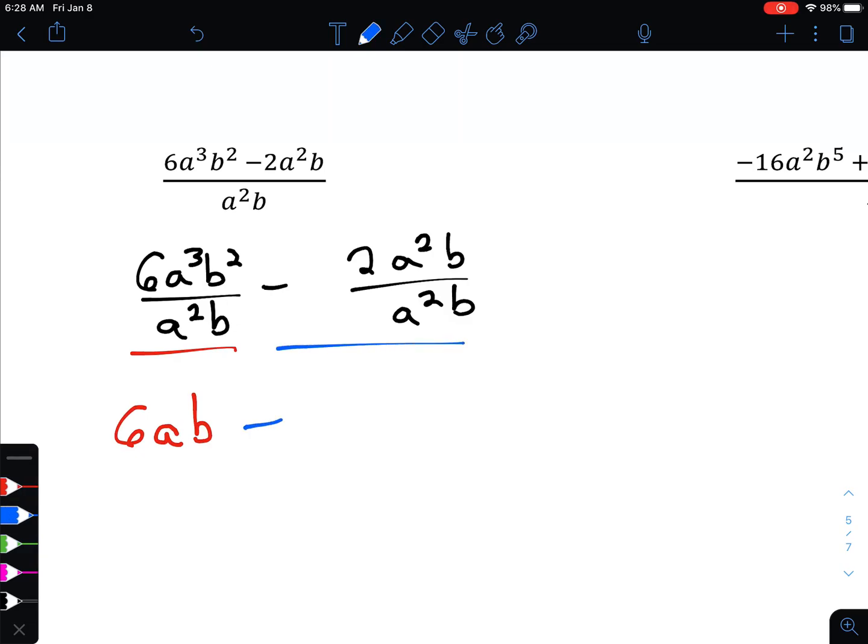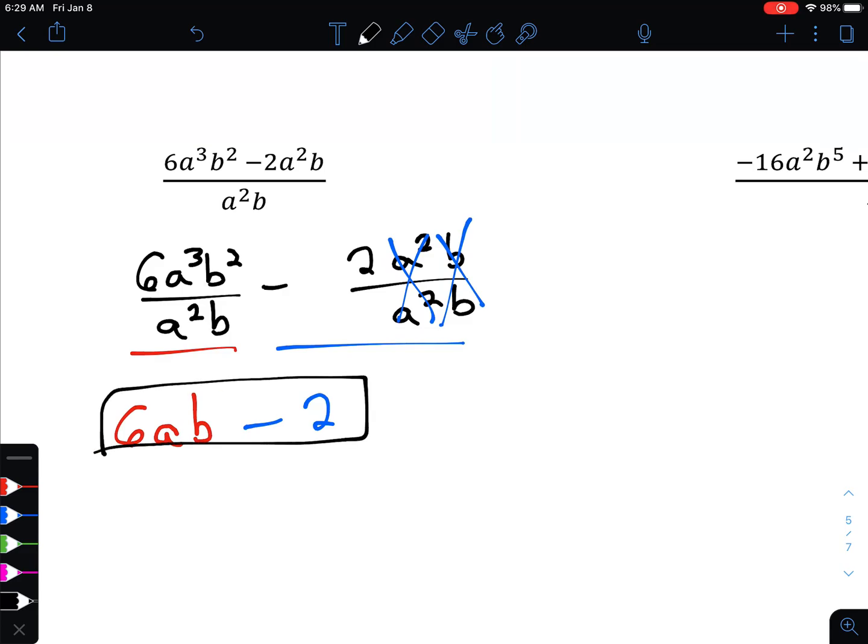For our second fraction, notice that we have the same amount of a squared on both top and bottom, so that's just going to cancel. Same with b, same amount on top and on bottom. And so that leaves us with just the 2. And so there it is, our final answer. So even though this problem probably looked very hard at first, you can see that really they're pretty easy.